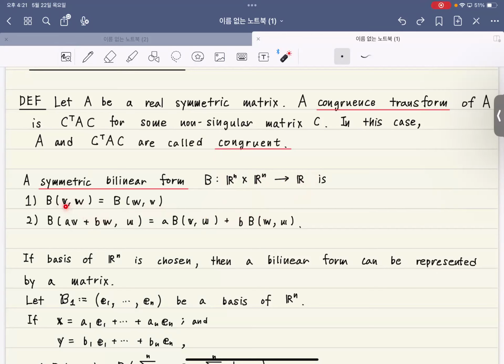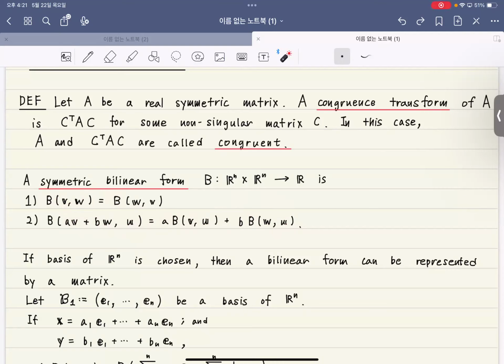First, it must be symmetric. So B of V, W is the same as B of W, V. So you are always free to interchange these two vectors. And condition number two is that for every position, it must be linear. So B of aV + bW, comma U is a times B(V, U) plus b times B(W, U). So therefore, this B must be linear in this position and that position. This is what we call a symmetric bilinear form.